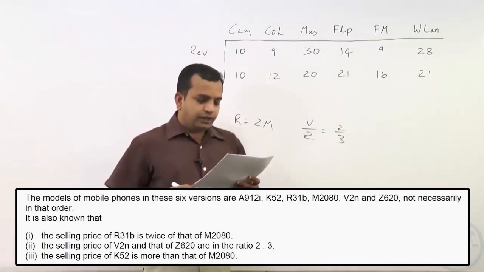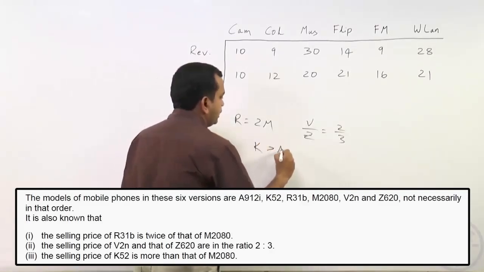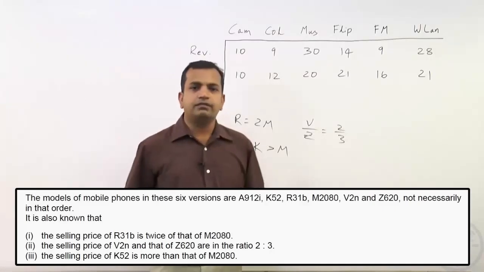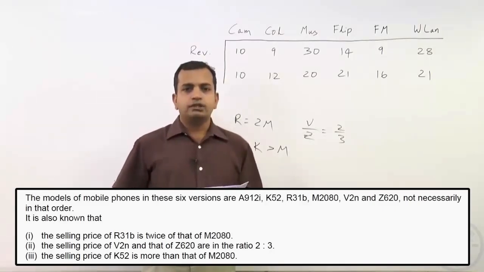The selling price of K is more than that of M. So, we know that the selling price of K is more than that of M. Now, this is the data that we have before we jump into the questions. Let us now look at the question.